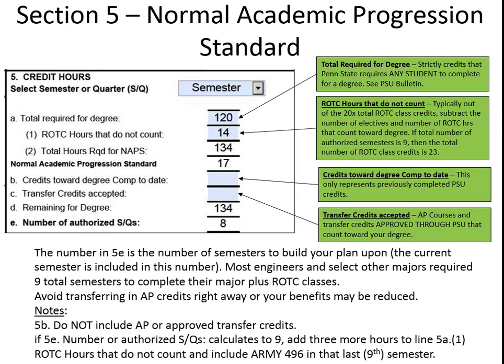Once you enter the data into these 4 blocks, the form will calculate the number of semesters you have remaining to complete your degree and display that number in 5E. For incoming freshmen, this number should be 8 or 9. If 5E shows 9 semesters, then go back and add 3 to the number in 5A1. You will need to take Army 496 in your 9th semester. Most engineers and some other majors will be authorized 9 semesters of benefits.